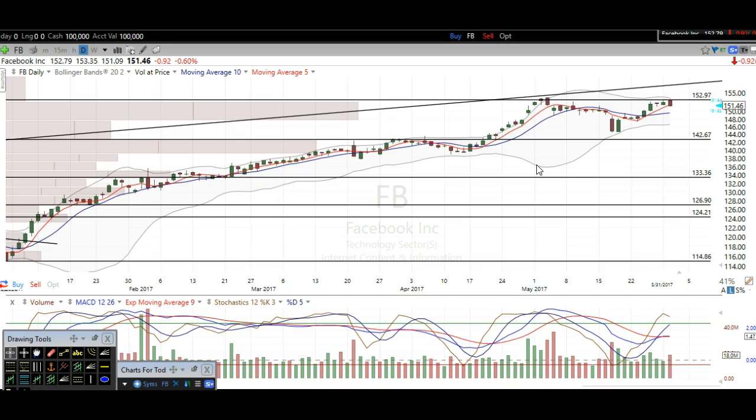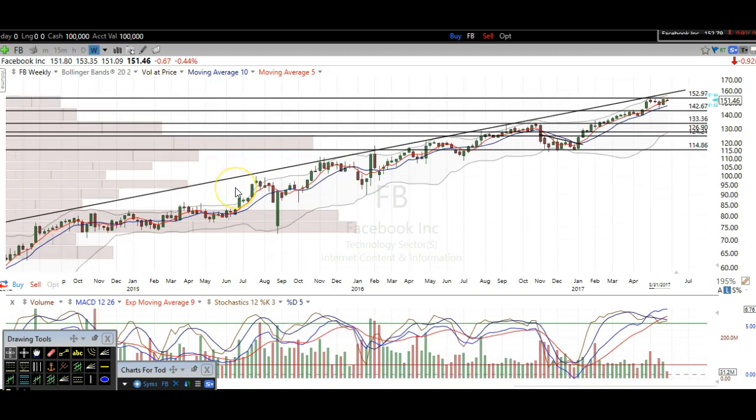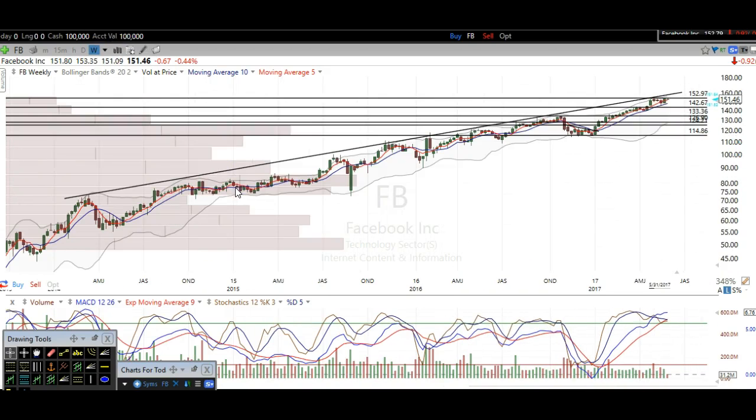Alright, so we're going to start off here with Facebook, and I want to point out a couple things. Going on the weekly time frame, going back all the way to 2014, you can see that we've had this upper trend line that has kept Facebook down. Obviously it's been a trend up, so I don't want to say that this is in any way bearish from a longer term perspective on Facebook, but you can see that when it hits this line it has a little bit of a decline.